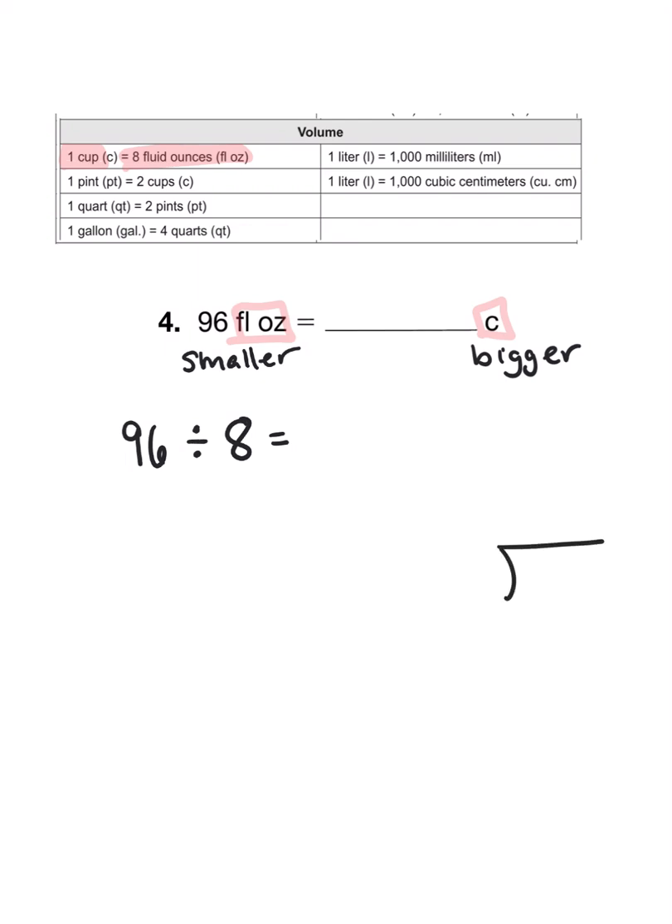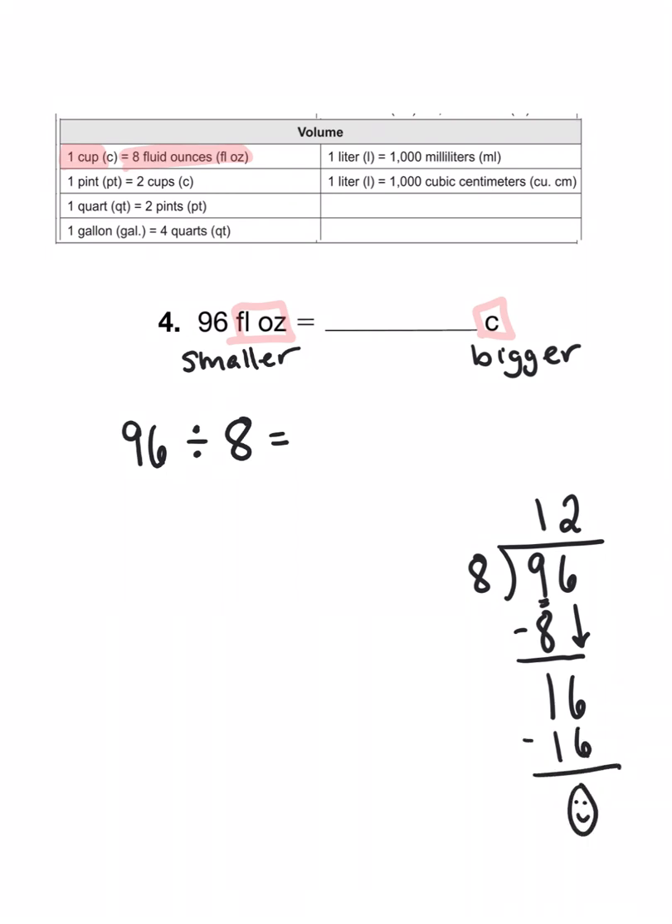Now this is good for us to practice because we haven't really done all that much division lately. How many times does 8 go into 9? 1 time. 1 times 8 is 8. Subtract. 9 minus 8 is 1. Bring down your 6. 8 goes into 16 2 times. 2 times 8 is 16, so I have no remainder. So that tells me that there are 12 cups in 96 fluid ounces.